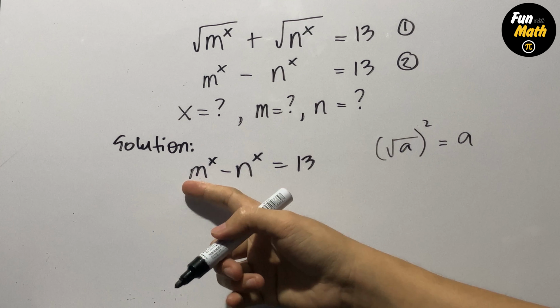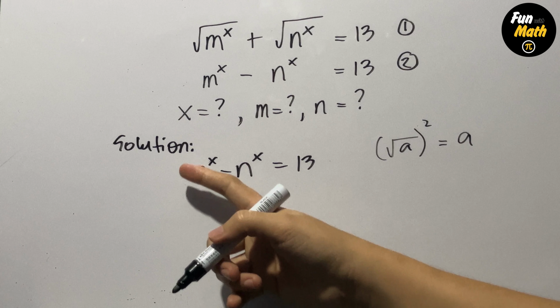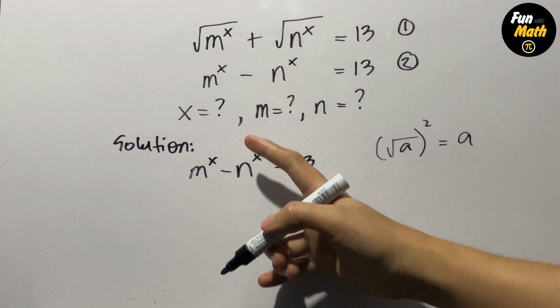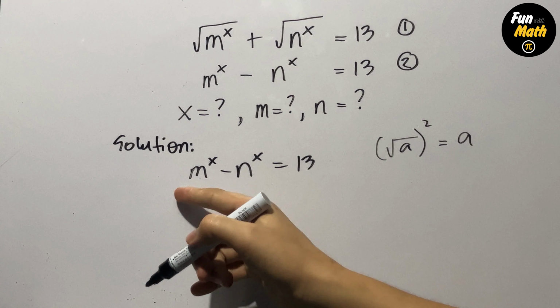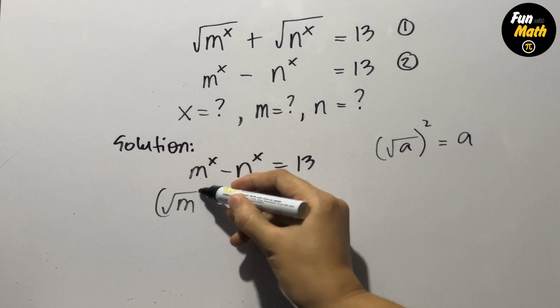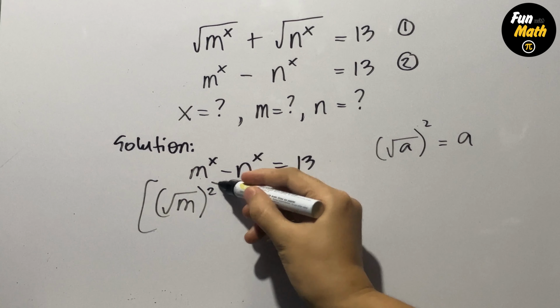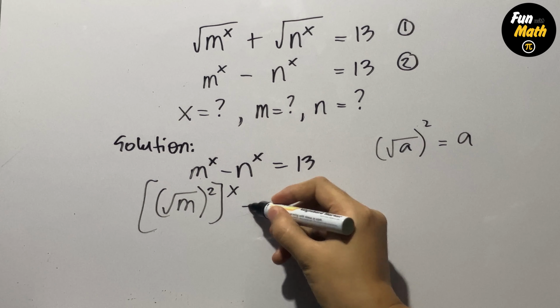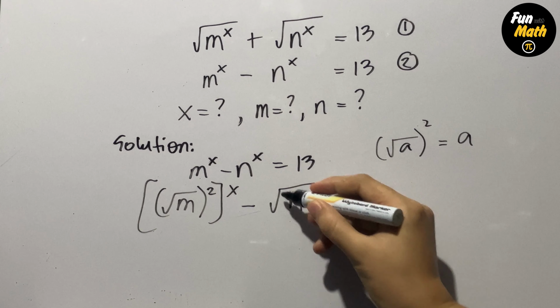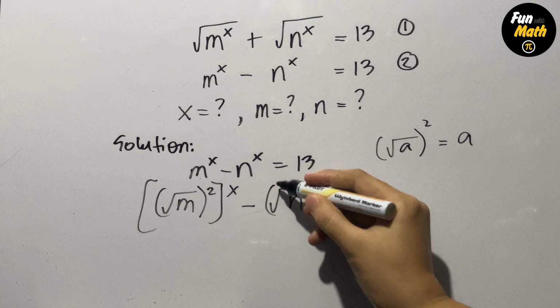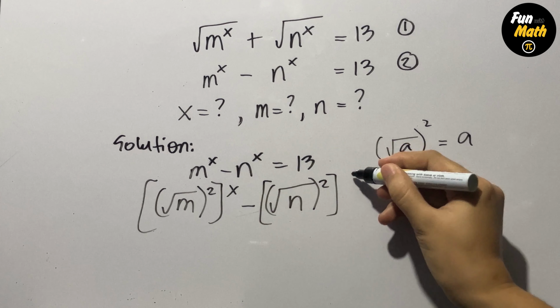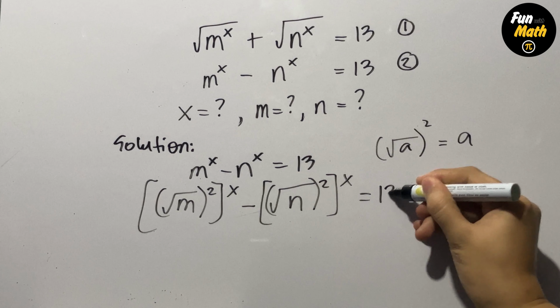So for this, let's take a look. We have m to the power of x minus n to the power of x. We can write it as, for m, square root of m whole to the power of 2, then whole to the power of x, and then minus square root of n to the power of 2, then whole to the power of x equals 13.